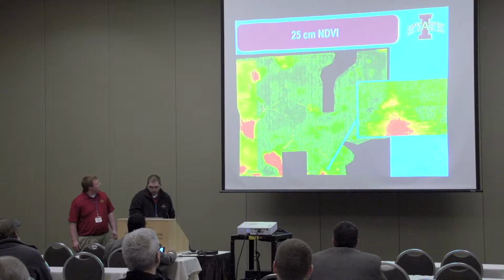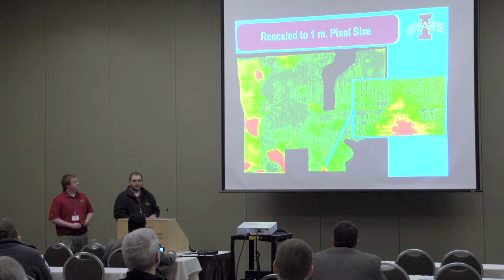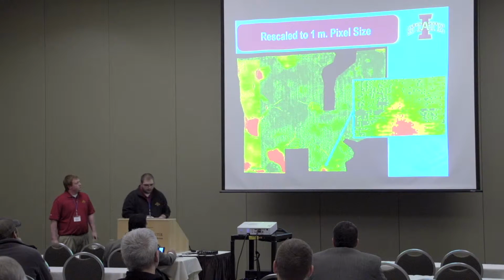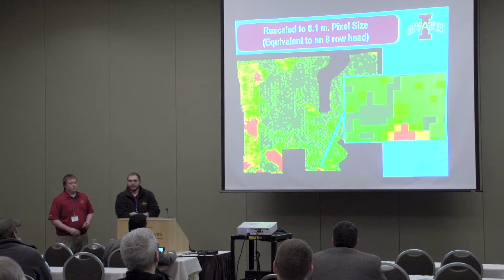So we resampled that up to 1 meter pixel size. You start to lose some of that clarity. Damage is a little less obvious. Planter skips have already disappeared on this. And so now we go up to what would be typical pixel size if you were going to compare it to a yield monitor.